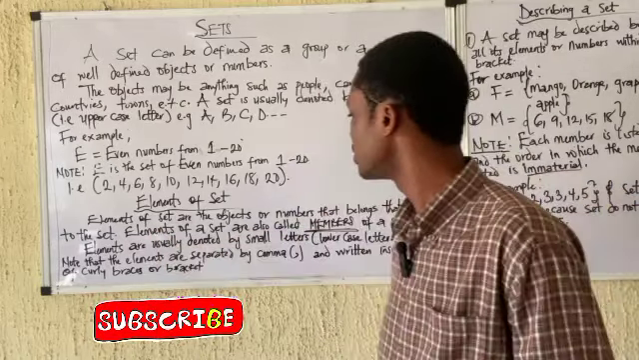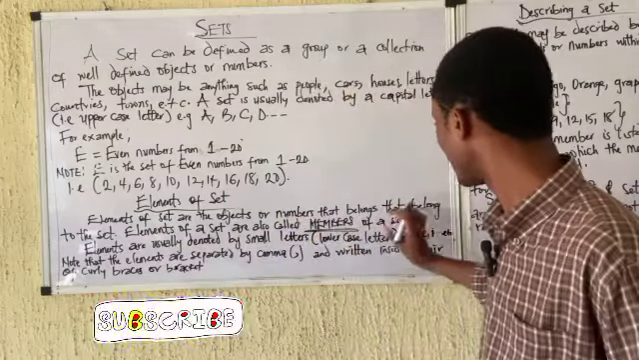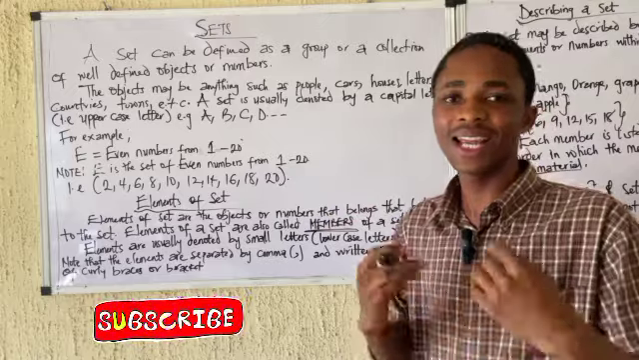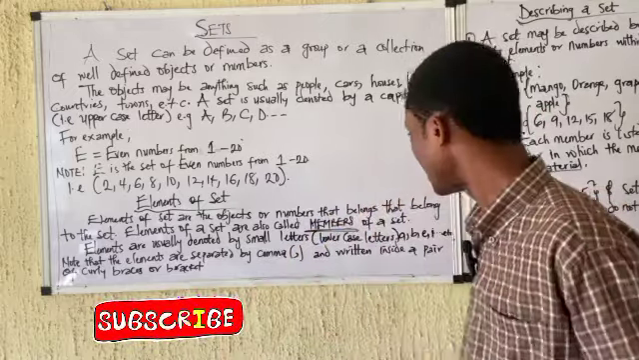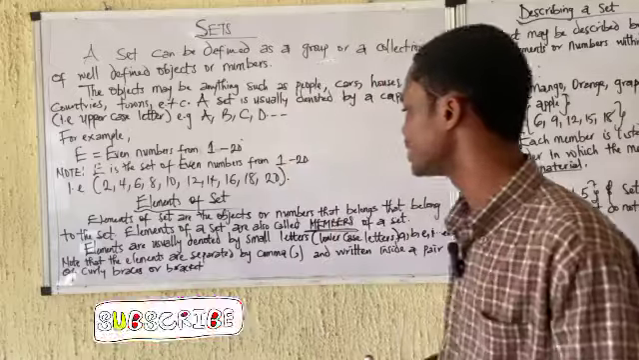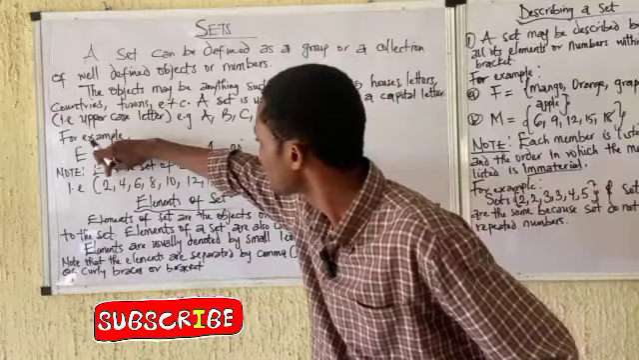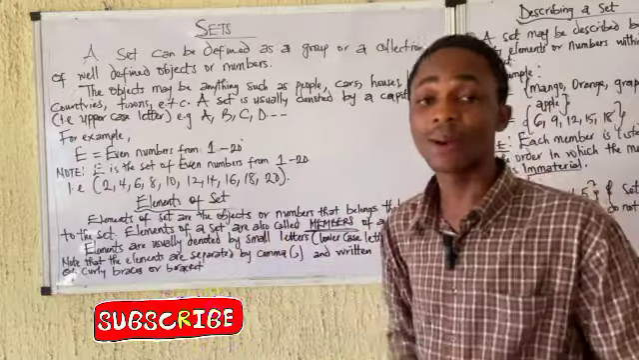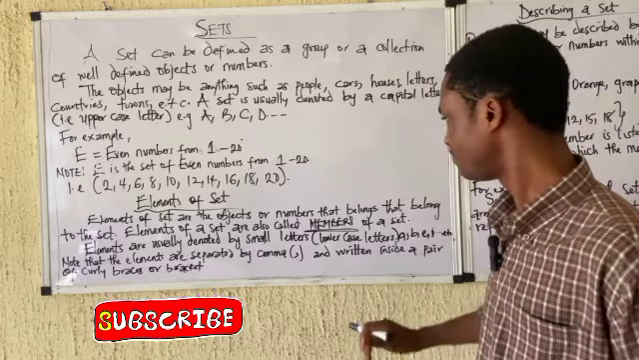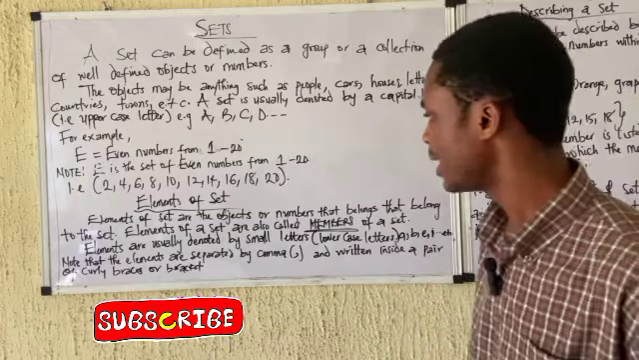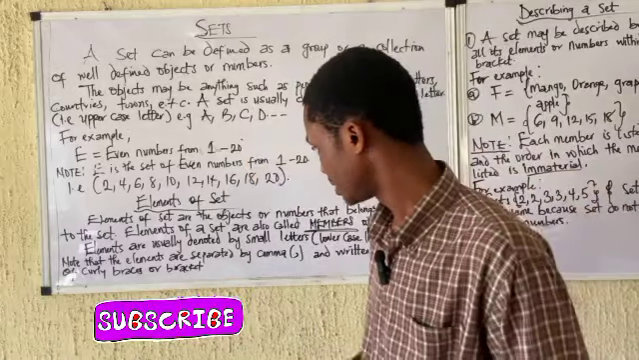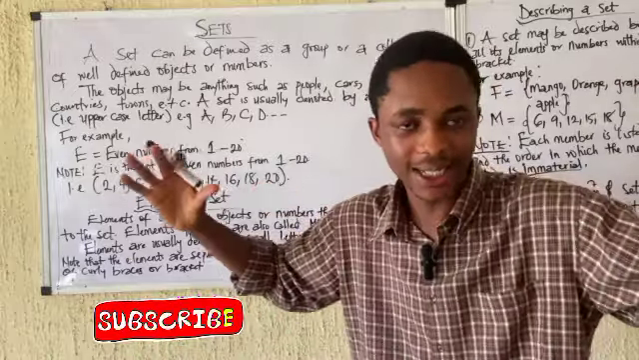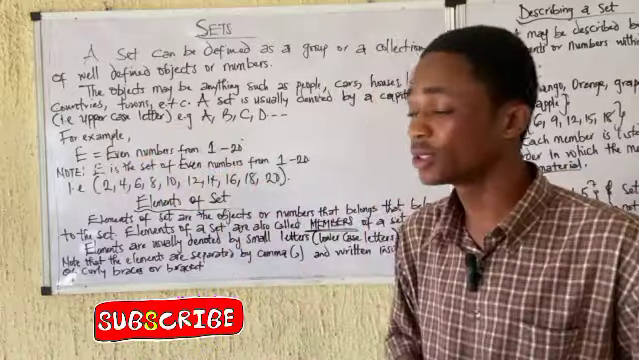Elements are usually denoted by small letters, lowercase letters. I told you, sets themselves are denoted by capital letters, the uppercase, whereas the elements inside the set are denoted by small letters. Note that the elements are separated by commas. As you can see here, element 2 is separated from 4 by a comma, right? So elements are separated from each other by commas, and are written inside a pair of curly braces or brackets. These elements are not just hanging around, they're inside a bracket.